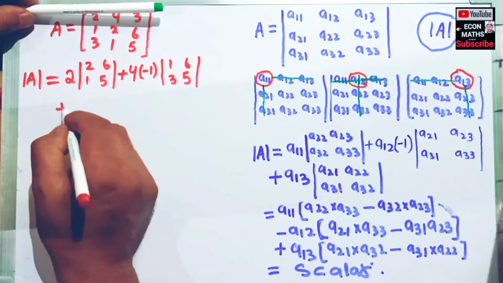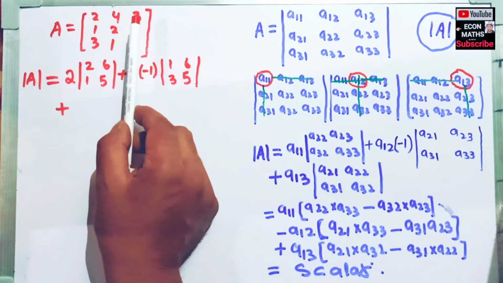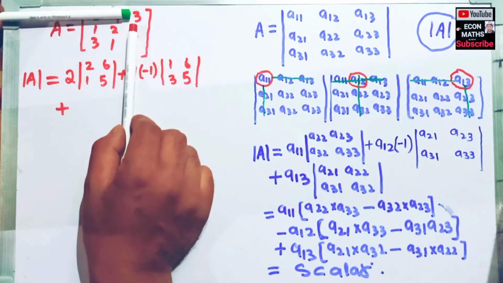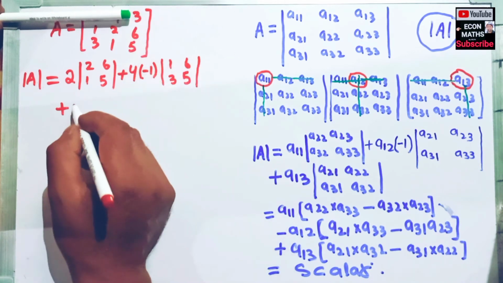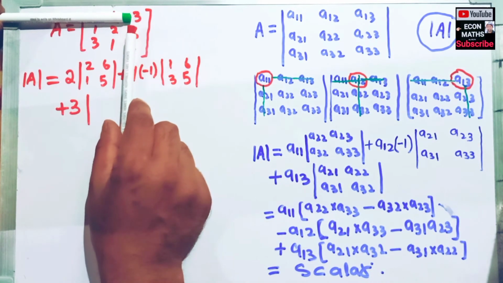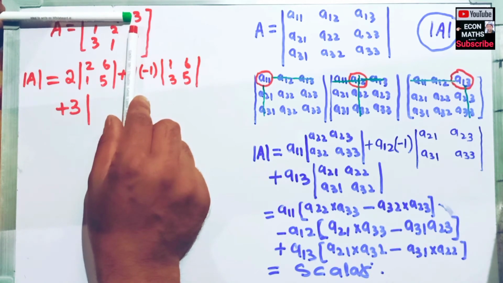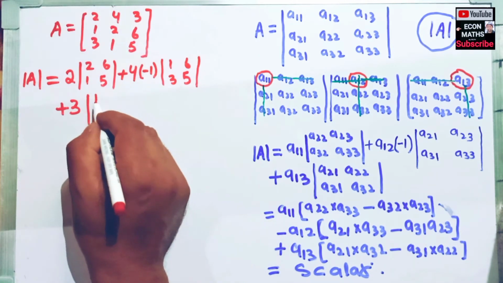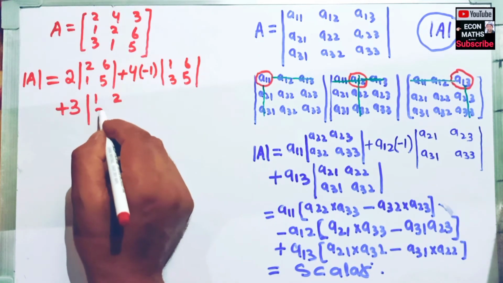Plus I take the third element, that is 3, and mentally delete the row and the column in which it appears. So I will write here first 3 and multiply this 3 by the determinant of the remaining elements. The remaining elements are here 1, 2, 3, 1. So I will write 1, 2, 3, 1.